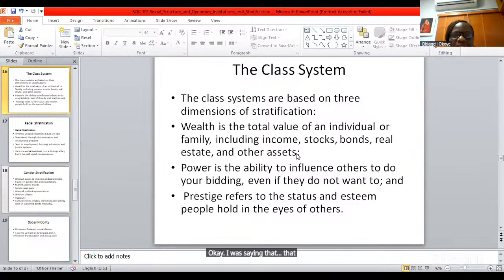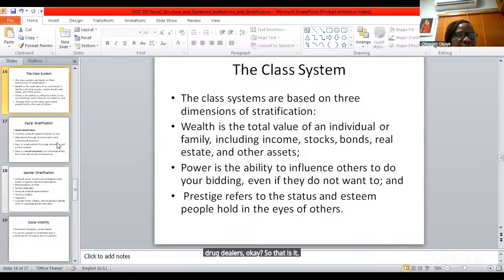that these dimensions of classification, people don't possess all these three. I mean wealth, power, and prestige. I was saying that the drug lords, those drug barons that deal with drugs, have wealth and they have power. That is in the underground world. But when you come out in the society, they do not have that prestige because their business is shady. They cannot come out openly and declare that they are drug dealers. Okay, so that is it.